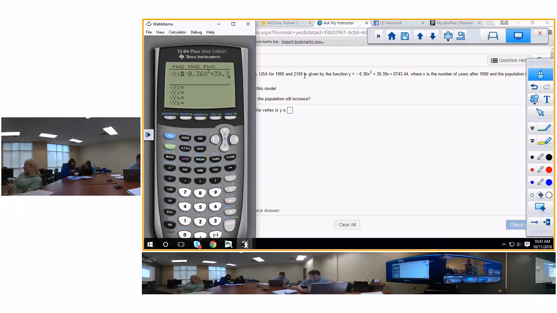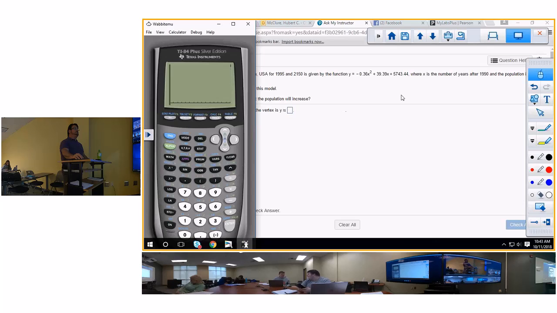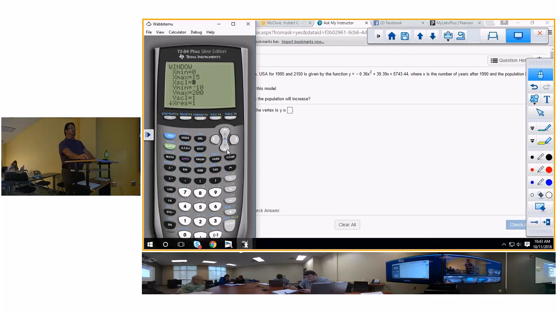Okay, graph. And we know we got a y-intercept of 5743, so you know you're going to have to get way above that. So I'm just going to do window, and I'm going to go from 0 to, I have no earthly idea, I'm just going to go 100. And then for the y, since the y-intercept is around 57, I'm going to go to 10,000. I have no idea if that's going to work or not.